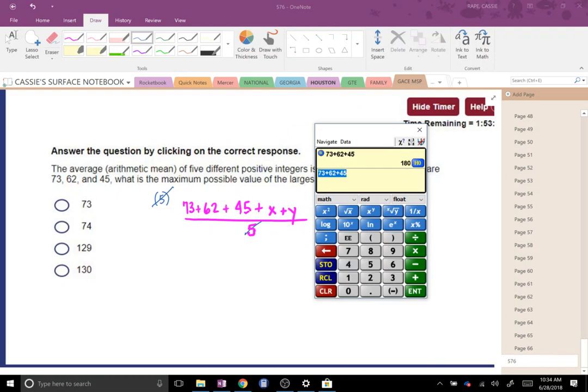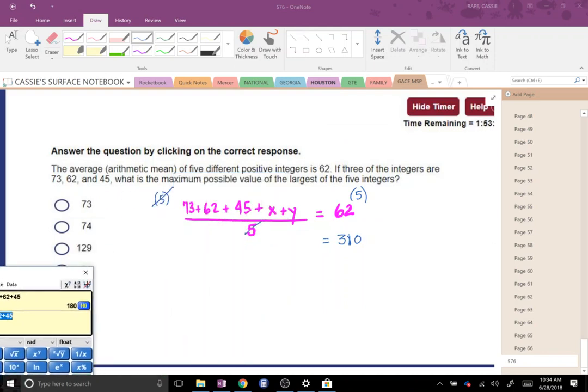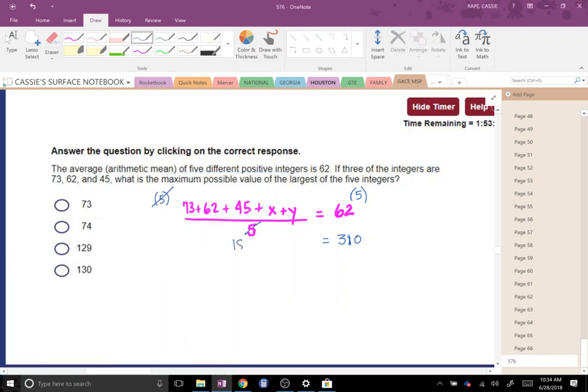is 180. Okay. So 180 plus x plus y is equal to 310, and now I'm going to subtract 180 from both sides, and I get that x plus y is equal to, well, 130.